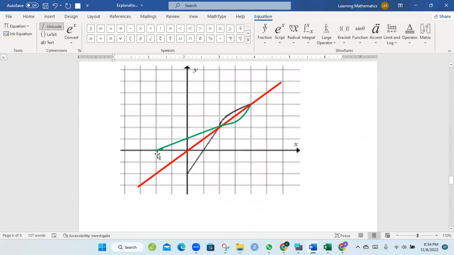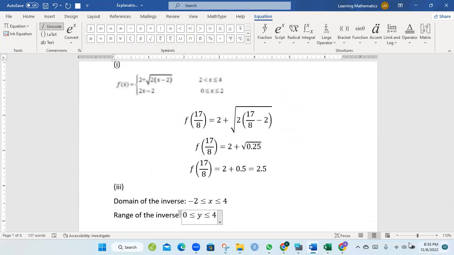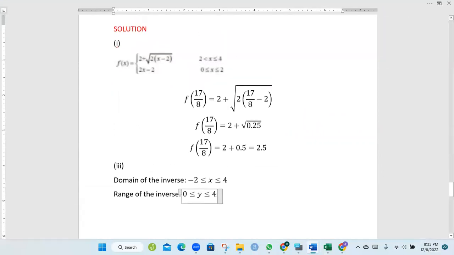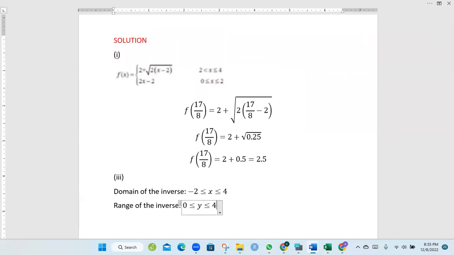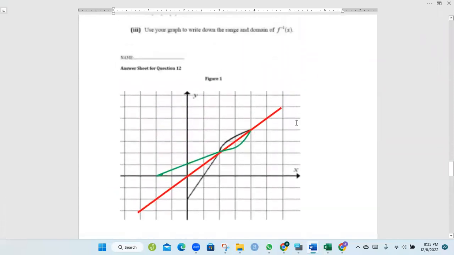So let's go over that. The domain is from negative 2 to 4: negative 2, negative 1, 0, 1, 2, 3, 4. That's the domain of the inverse. And the range now, the y values, will be from 0 to 4: 0, 1, 2, 3, 4. And here's the graph right there with the inverse function on it.